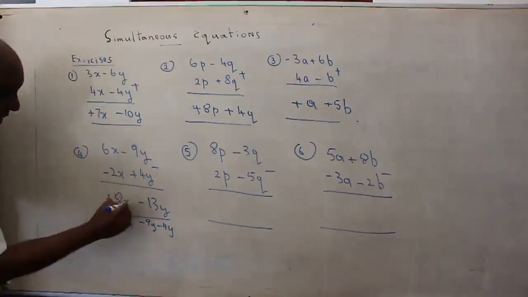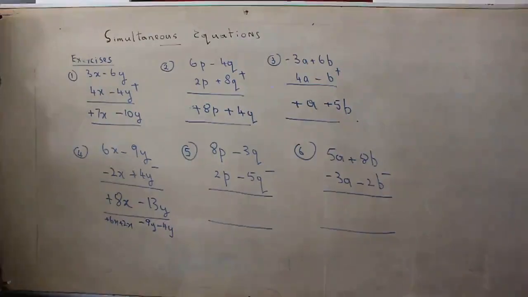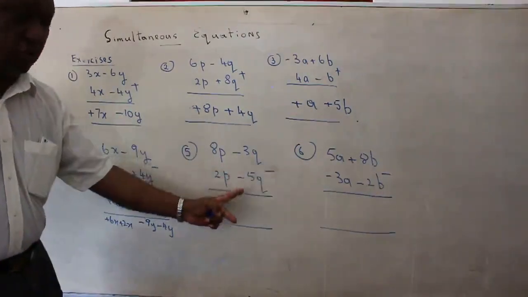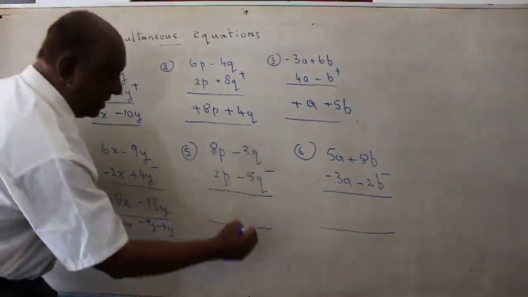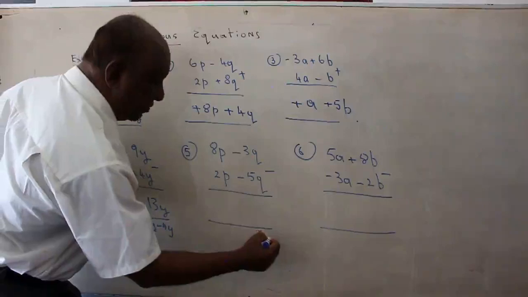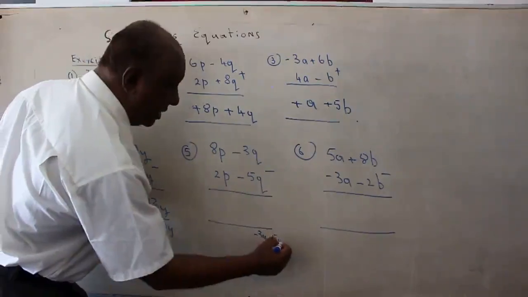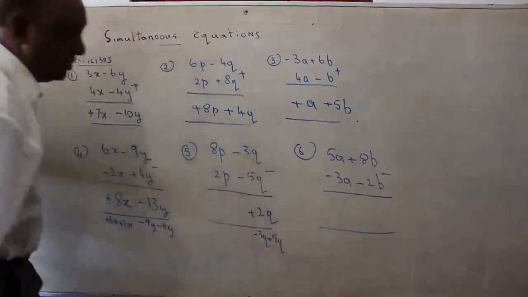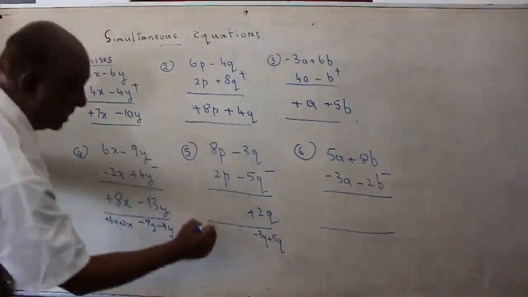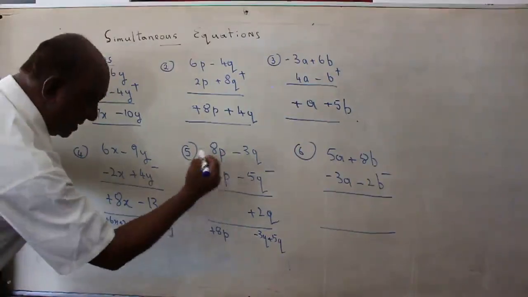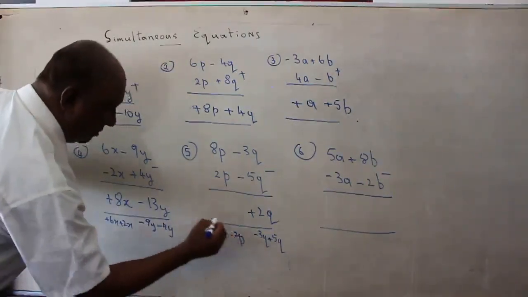Are you okay? Let's go for number 5. Subtraction, bottom line changes sign. Minus 3q on top does not change the sign. Minus 5q changes, meaning plus 5q. Answer will be plus 2q. Plus 8p on top. Plus 8p at the bottom changes sign. Minus 2p. It will become plus 6p.